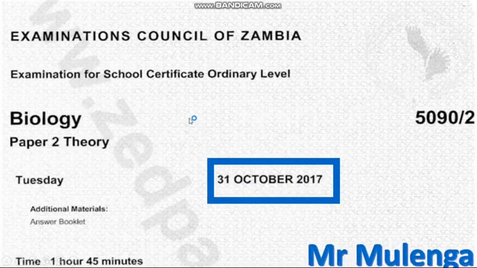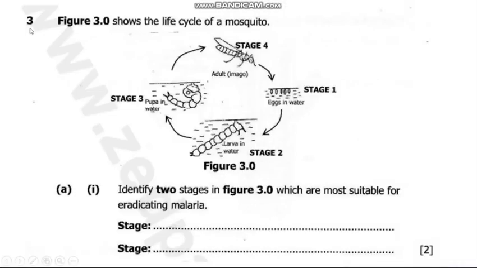So in this presentation, we are going to look at biology paper 2 for 2017. We are going to focus on question 3. This is your presenter, Mr. Mlenga. So let's look at the questions. Here is our question, which was question 3.